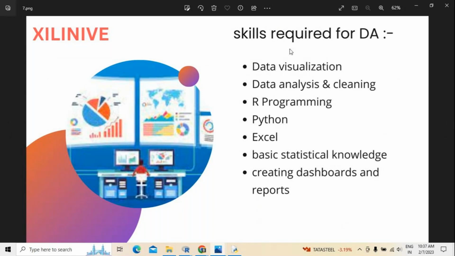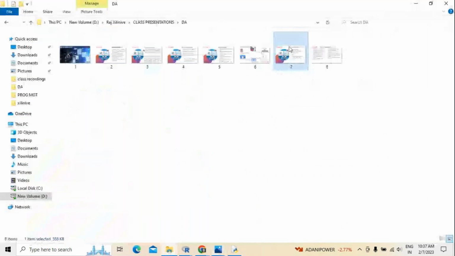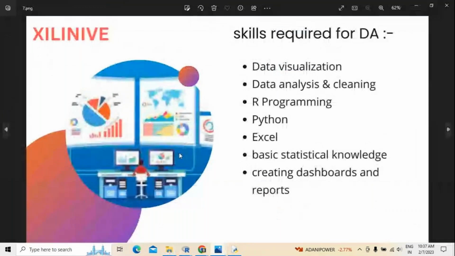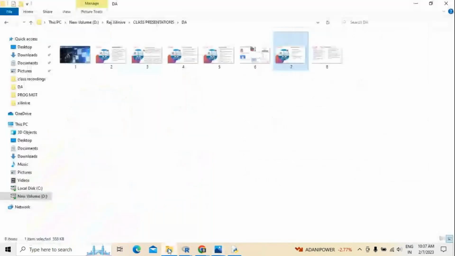At the same time, creating dashboards and reports. Whatever dashboards we create, reports using data visualization will also be used. So these are the skill sets which, being a data analyst, one must be good and familiar with, right? So knowledge of data visualization is required. Next, data analysis and cleaning is needed. Programming in R and Python is also needed. Excel is required. Basic statistical knowledge is needed here. At the same time, creating dashboards and reports is also required. So these are the skills required to become a data analyst.